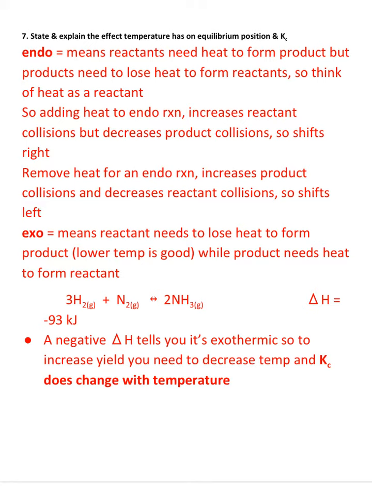So endothermic means if I have a reaction, A plus B yields AB, and I tell you that delta H is a positive value, then that means that heat must go into this reaction to help the reactants form product. So we say this is an endothermic reaction. That's for the forward reaction.